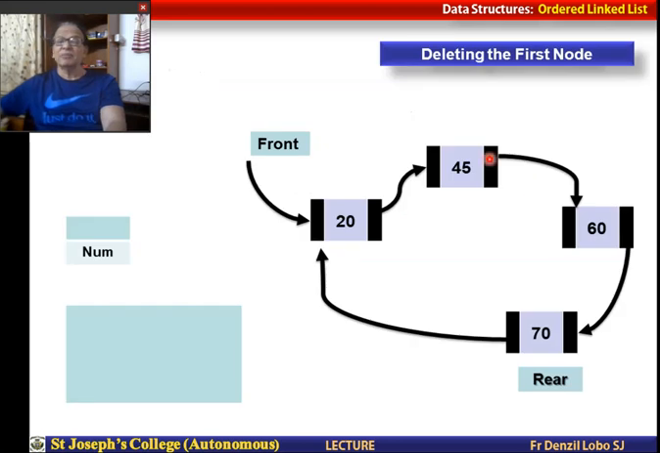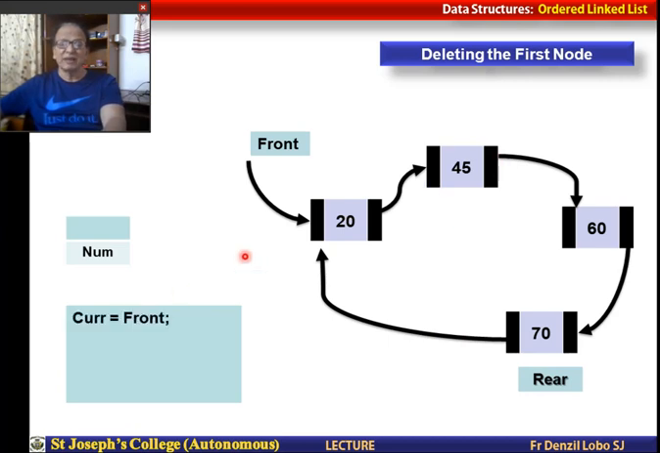So with that we come to the deletion of the first node in my circular list. So we have got a circular list with the 4 numbers. I want to delete the first node. That means I have to remove this node. How do I do that? So that means this node has to be removed. Now rear next points to this. It has to point to this node. So how do we do that?